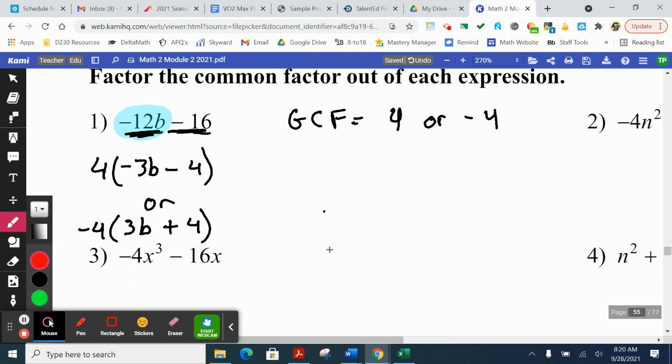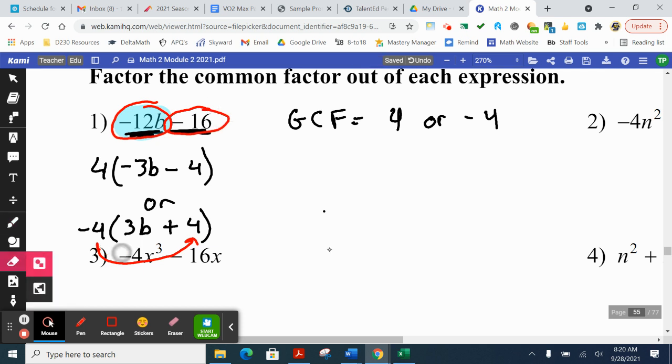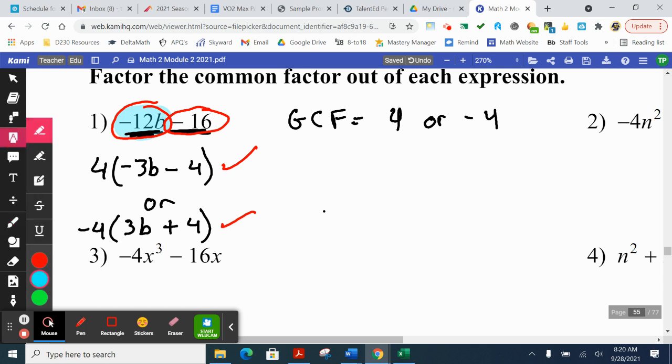You can check these real quick again. The negative 4 times 3 will give me a negative 12 like it's supposed to. The negative 4 times a positive 4 will give me the negative 16 like it is supposed to. These are both equally correct. So this is not wrong, it's correct. This is also correct. Long term, though, actually not even long term, by the end of the week, we really want this to be a positive number. So we would want to pull out that negative factor.